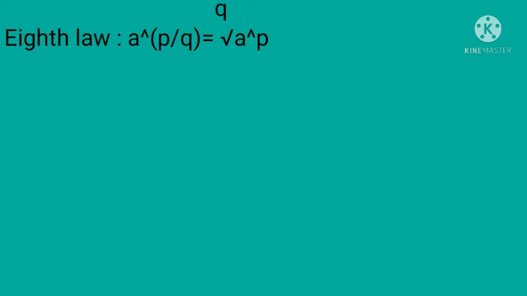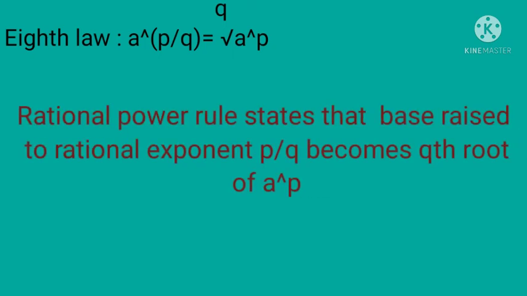Eighth law of exponents. A to the power p over q equals the qth root of a to the power p. It is called the rational power rule and states that a base raised to the power p over q becomes the qth root of a to the power p.